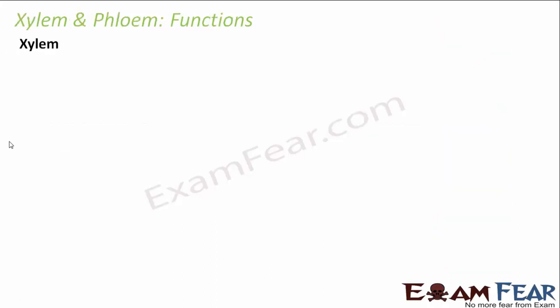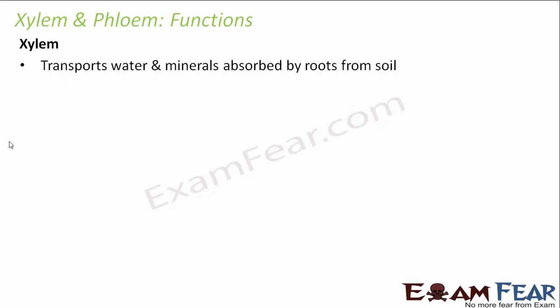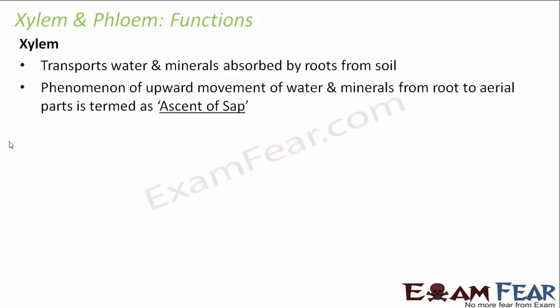So what are the functions of xylem and phloem? The function of xylem is to transport water and minerals absorbed by roots from soil. So whatever water and mineral is absorbed from the soil, it will transport it to other parts of the plant. The phenomenon of upward movement of water and minerals from root to aerial parts is known as ascent of sap. Ascent means rise. Now in this case, what is happening? The water which is obtained from the soil has to rise upward. So this movement of water and minerals is known as ascent of sap. So xylem actually helps in the ascent of sap.